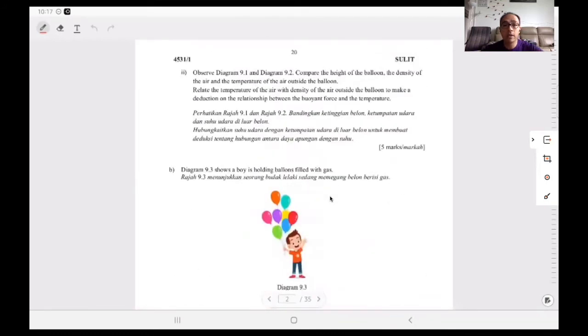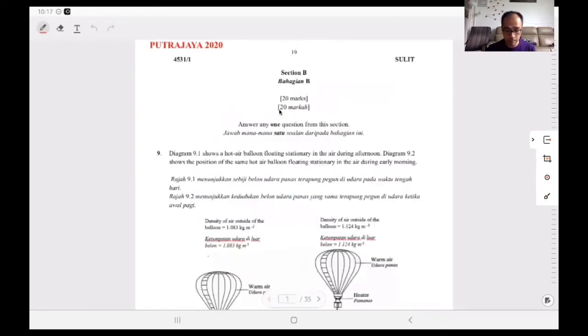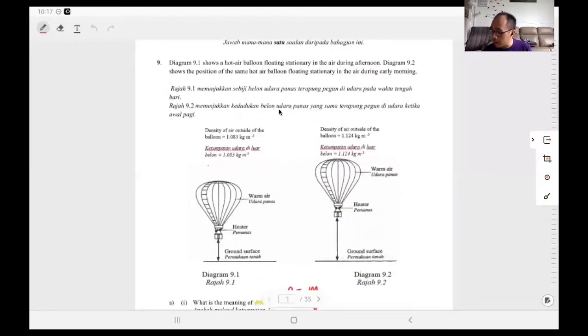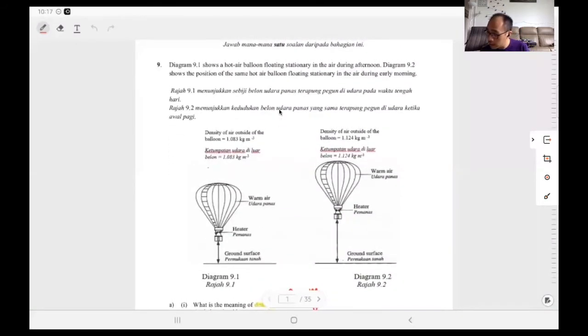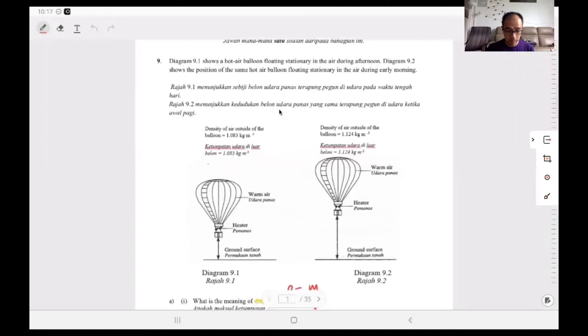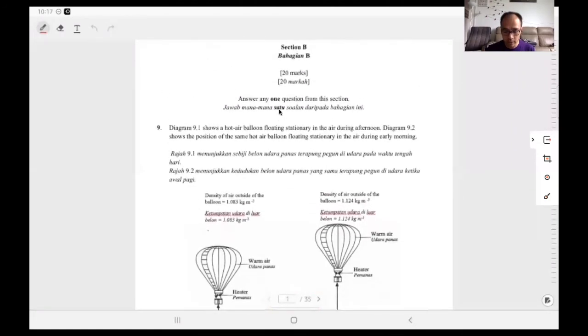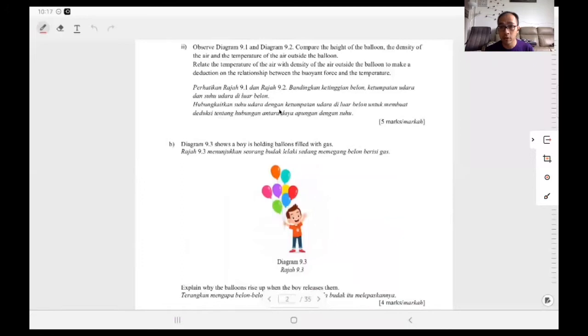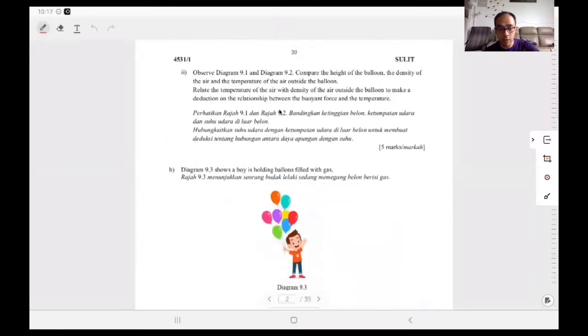So, first of all, observe diagram 9.1, 9.2, compare the height of the balloon, the density of the air, and the temperature of the air outside the balloon. Oh, there's temperature. Okay, never mind. Let's take a look at it first. So the first thing we're supposed to compare is the height of the balloon. So obviously for height of the balloon, 9.1 will be less than 9.2.